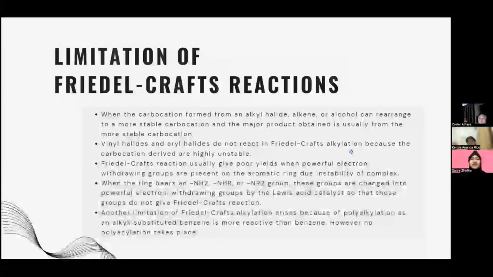When the ring bears an NH2, an NHR, or an NR2 group, these groups are changed into powerful electron-withdrawing groups by the Lewis acid catalyst so that those rings do not undergo Friedel-Crafts reaction. And the last one is another limitation of Friedel-Crafts alkylation: polyalkylation arises as an alkyl-substituted benzene is more reactive than benzene itself. However, no polyacylation takes place.